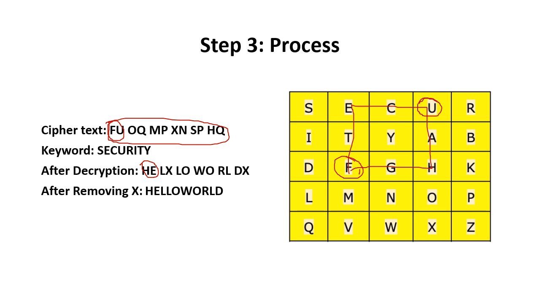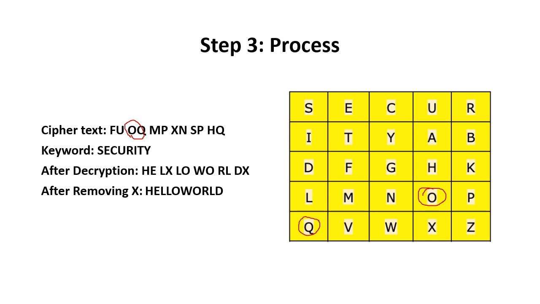Got it? So this is the decryption process. Next we have to decrypt O and Q, right? So we consider the next pair, that is O and Q. O is here, right? Here also we have to follow rule number 3. So we have to draw the rectangle like this.